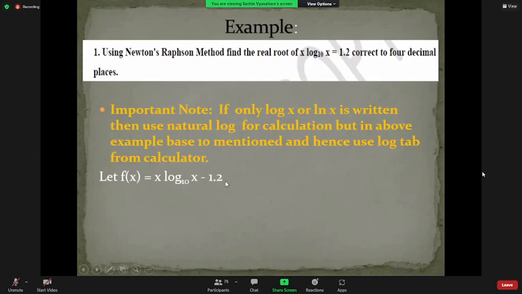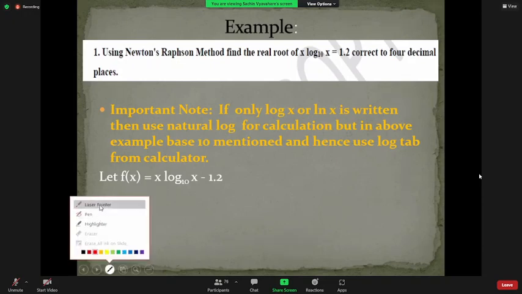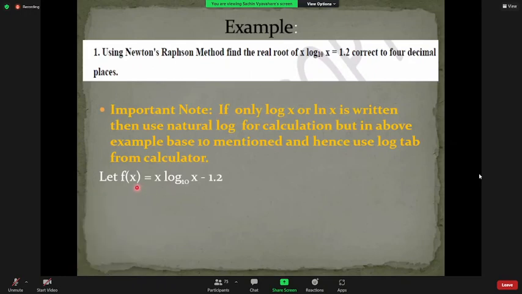Now what is f of 0? Has anyone calculated? What is f of 0? I'm asking f of 0. Log 0 is not defined. Yes, sir, log 0 is undefined. Okay. So you can proceed to 1 then. Next integer then, f of 1. Log 1 is 0, so f of 1 is minus 1.2. Okay. Then f of 2.